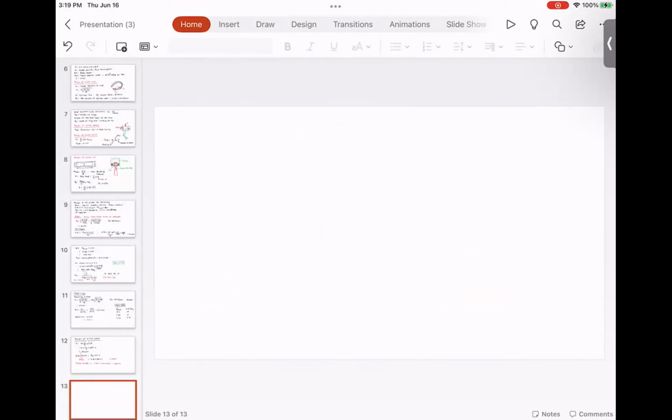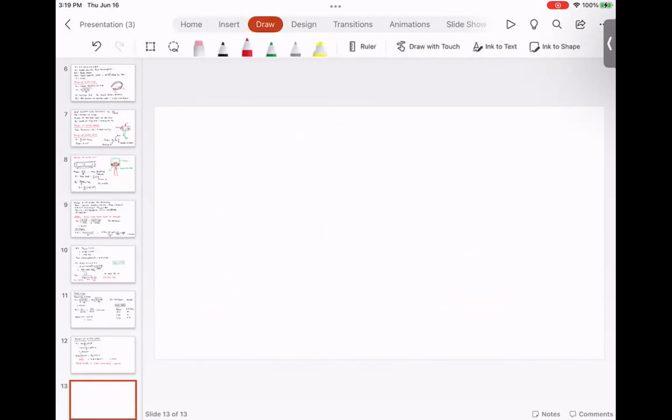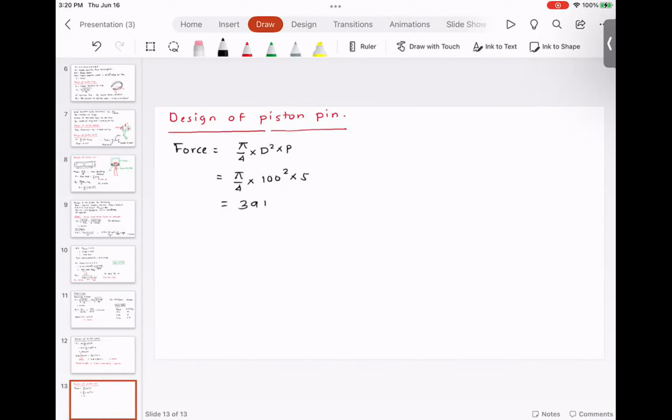So the next part is design of piston pin, last part. So total force is pi by 4 times d square times p, pi by 4, 100 square times 5, 39 kilonewton.